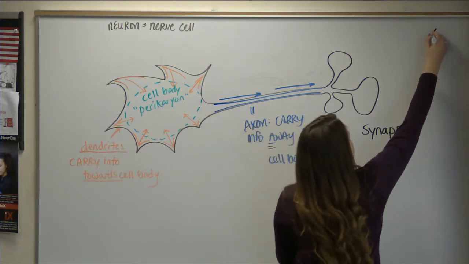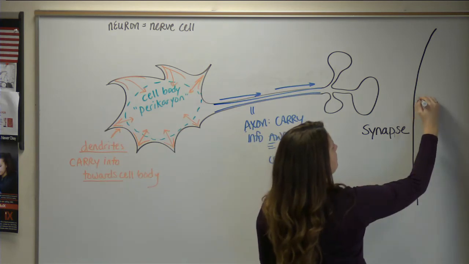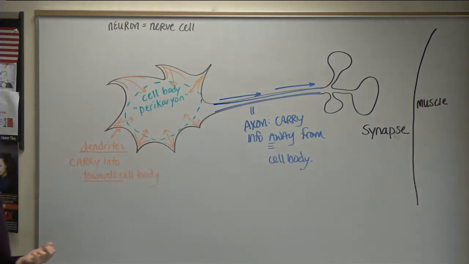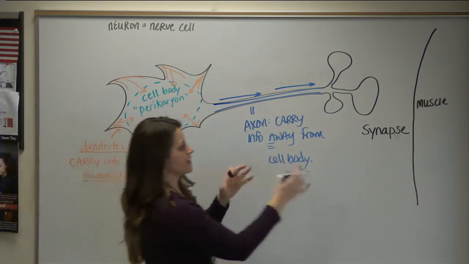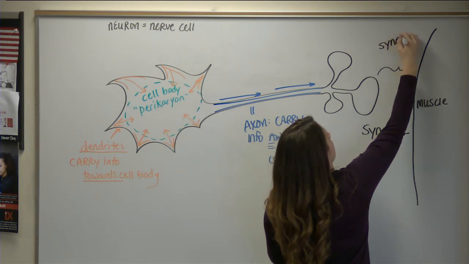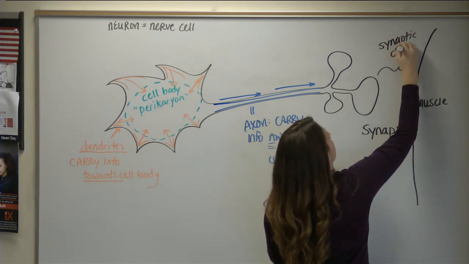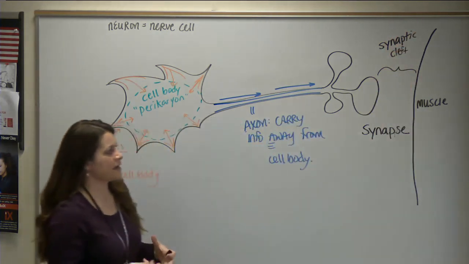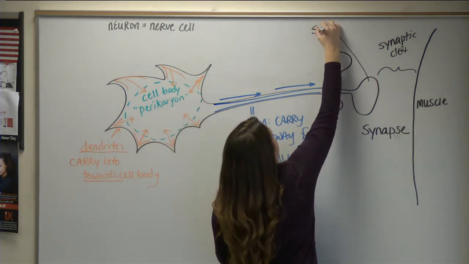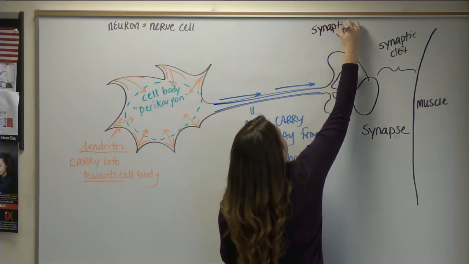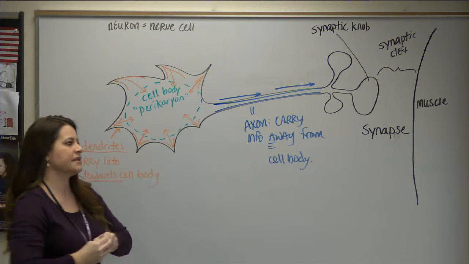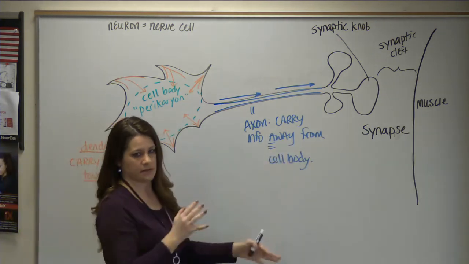So let's put this guy here. This is going to be a muscle, let's just say. Okay, and then we have this synapse, which is going to happen. This junction is called the synaptic cleft. This thing that looks like a doorknob is called the synaptic knob, and then the synapse is basically what's going to happen here.